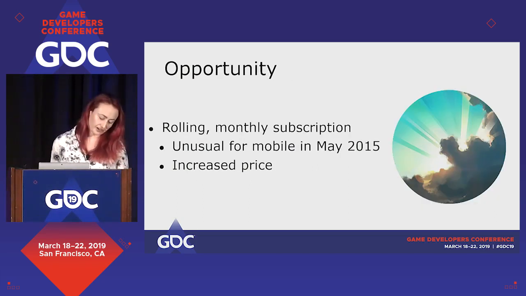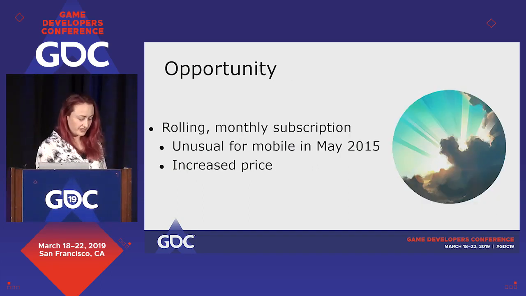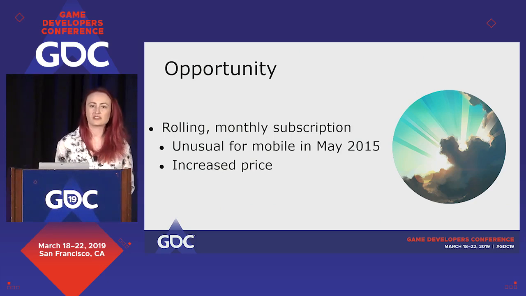But we were missing a trick. We decided to change the Exceptional Friendship into a rolling monthly subscription paid for with real-world currency. In 2015, for a game that could be played on mobile, this was unusual. We also raised the price. It's now $7 a month. What did we do to sell this to the players to make it seem that this was worthwhile?